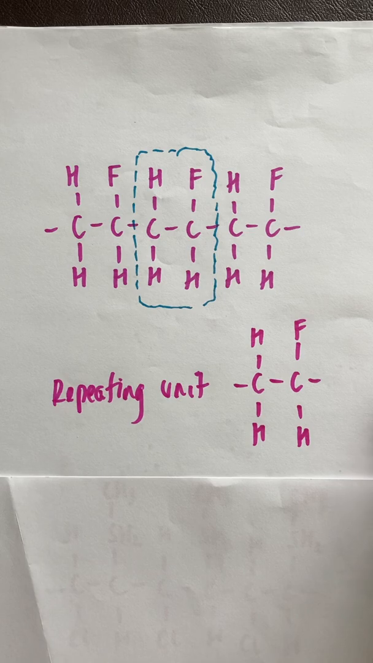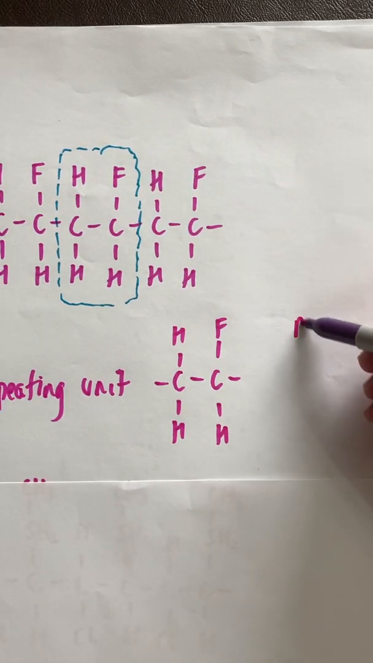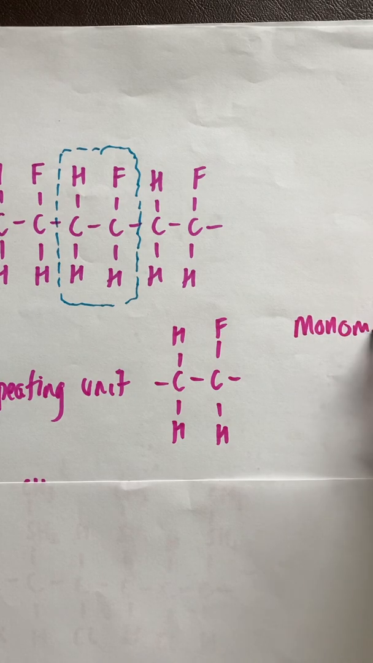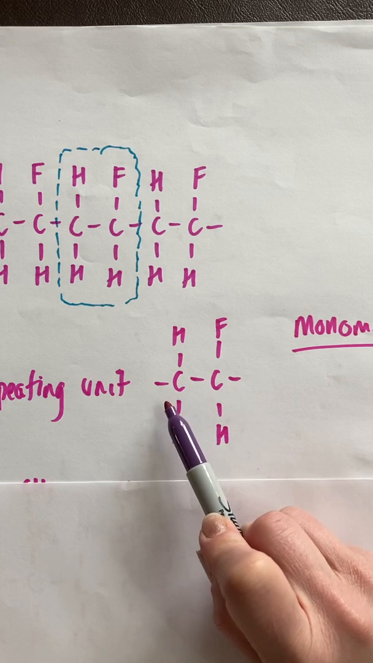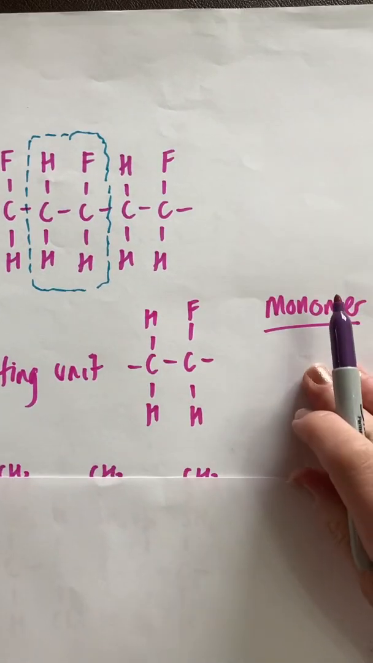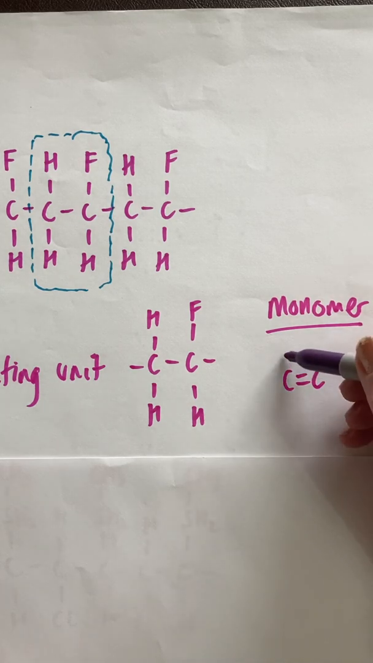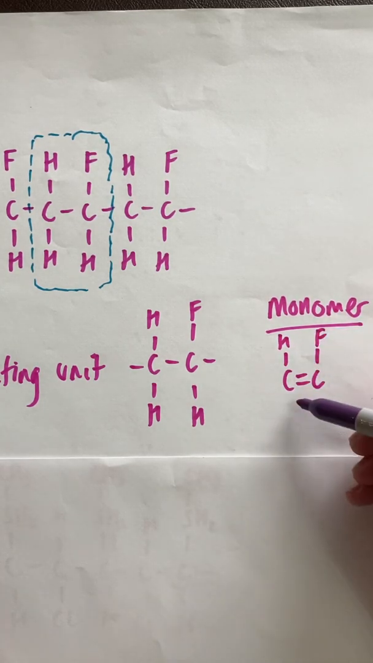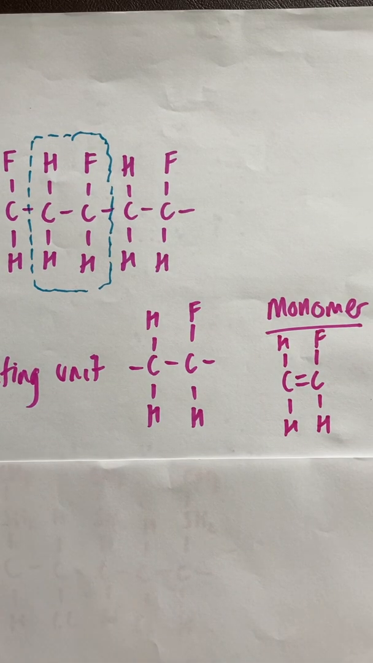When it comes to looking at the monomer, the only difference between the repeating unit and the monomer is the bonding. So when you look at this repeating unit, it's got arms. The only difference is that the monomer does not have arms and it has a double bond. So I simply change the carbon to a double bond, no arms, hydrogen up here, fluorine up here, hydrogen down here, hydrogen down here. So I identify the repeating unit, and to make the monomer, I remove the arms and give myself a double bond.